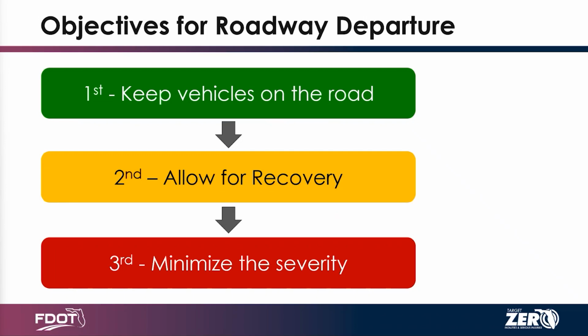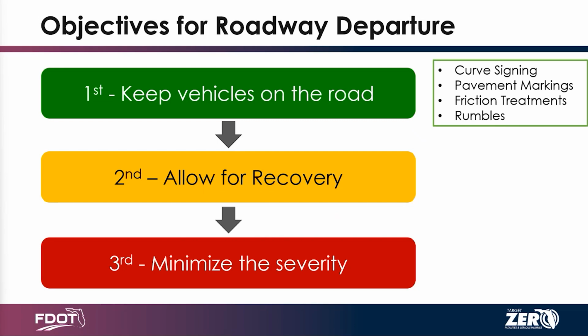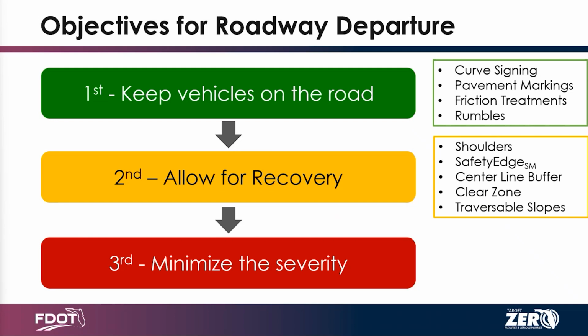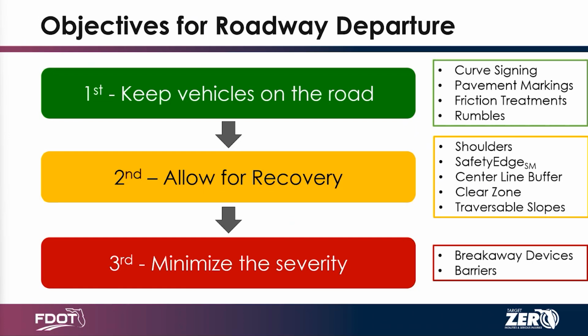So the objectives for roadway departure safety are number 1, to keep vehicles on the road, number 2, to allow for a safe recovery, and number 3, to minimize the severity of the crash. And how do we do that? The first priority includes things such as curve signing, pavement markings, friction treatment, and rumble strips. The second priority, we're looking at widening shoulders, providing shoulders, implementing safety edge, having a centerline buffer, a clear zone, and traversable slopes. And finally, to minimize severity, we can include countermeasures such as breakaway devices and roadside or median barriers.